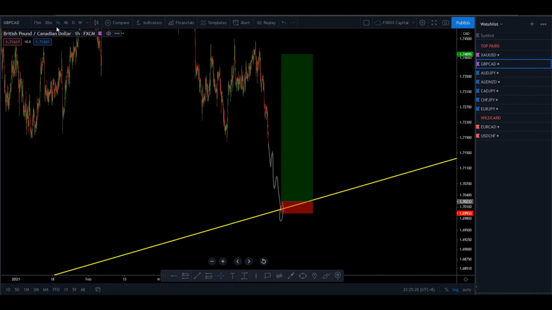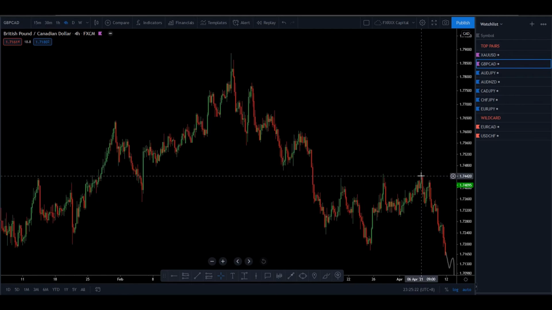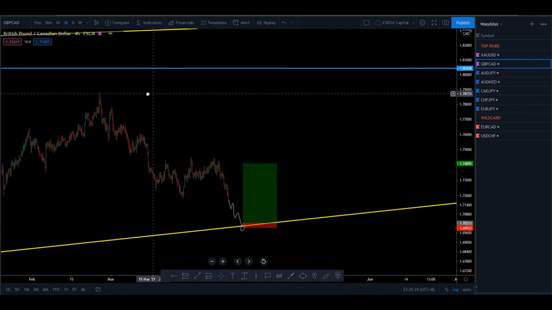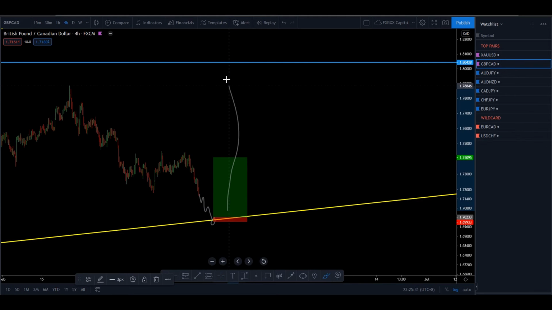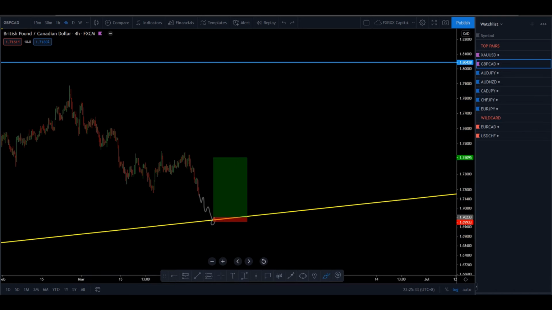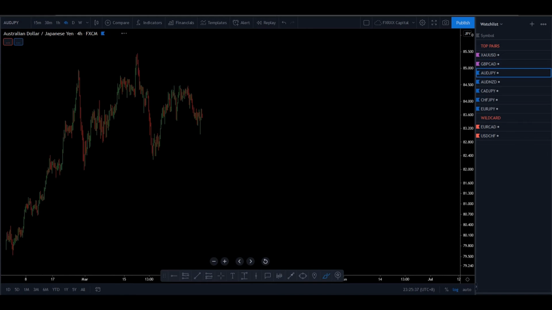So there will be the buy setup to the downside, buy to the upside. If we move to the 4 hour time frame, we have a huge possibility, huge chances that we're going to capitalize from here. So hopefully you guys take notes and are ready to move to the next pair.